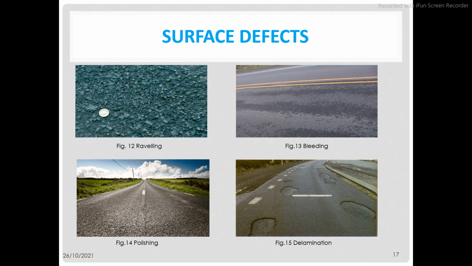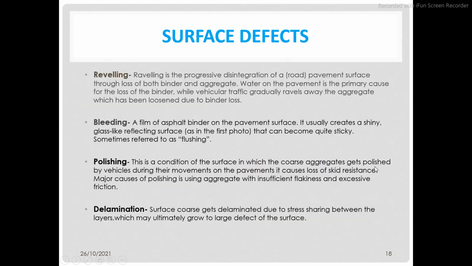Fourth one we have is the delamination. In this, the surface course gets delaminated due to stress sharing between the layers, which may ultimately grow to large defects in the surface. So we have talked about all the surface defects, and I have written all of those things here.